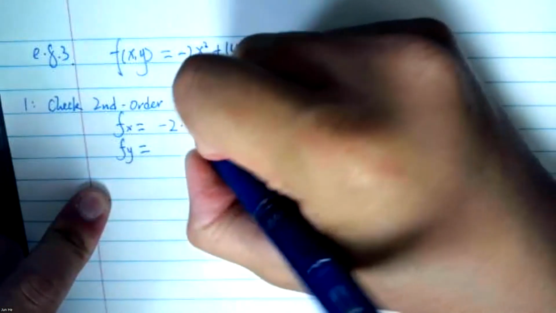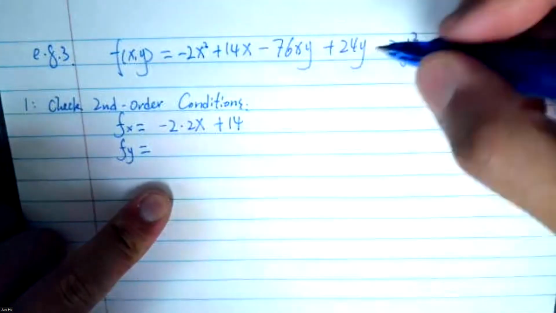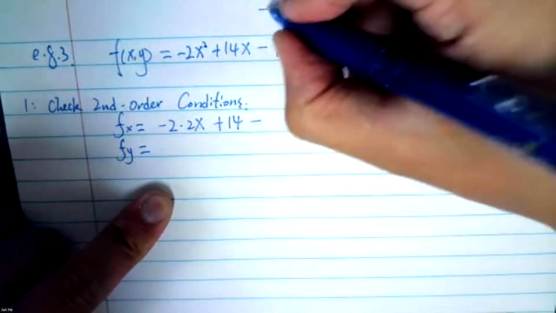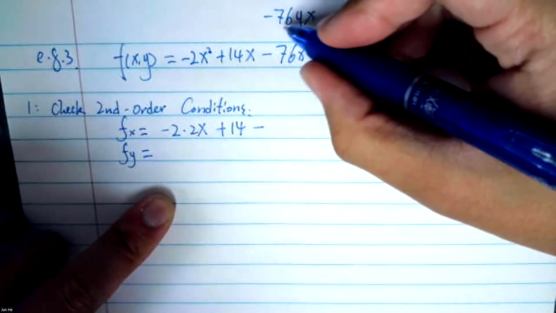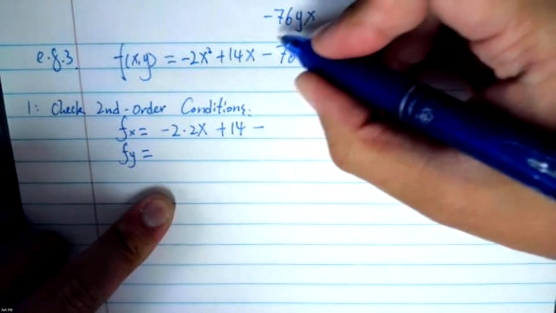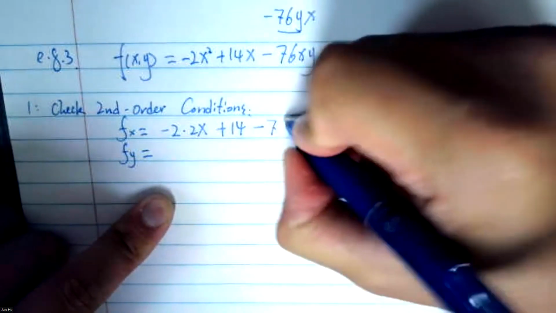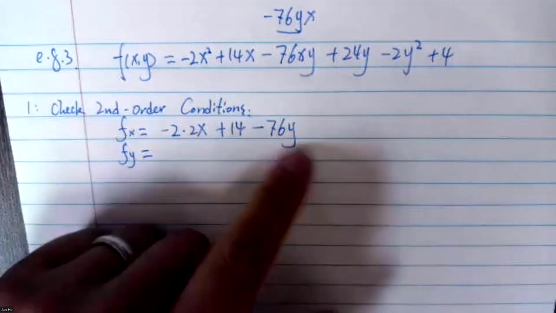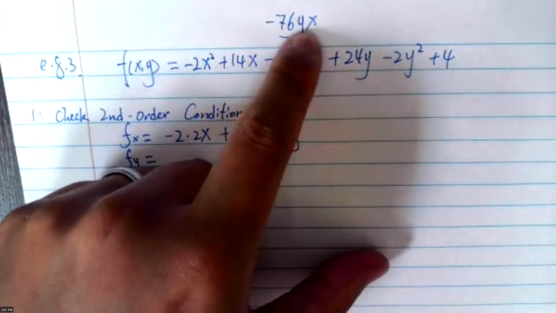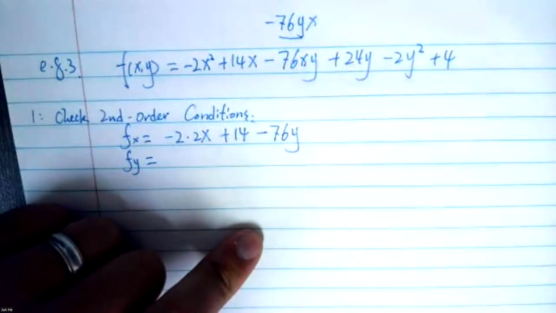So f partial on x, the first term is minus 2 multiplied by the derivative of x squared, which is 2x, plus 14 minus, now you can write it alternatively above, right? Here, minus 76 by y, the entire thing is a constant multiplied to x. The derivative with respect to x is then minus 76y, the slope term, right? For a linear case. So x to the power of 1, that's a linear case.